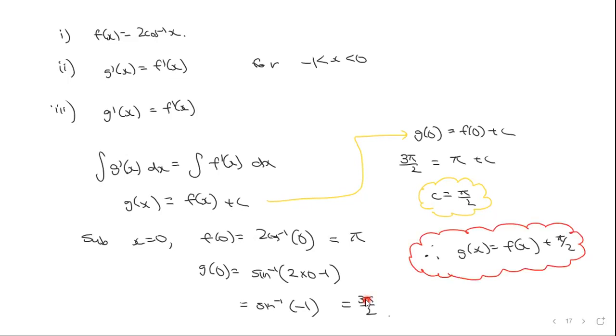There's a mistake here. Sine inverse of -1, there's a domain issue. It can't be 3 pi over 2. It must be -pi over 2, because sine inverse is always between plus or minus pi over 2, which means that should be minus pi over 2. Which then means c must equal -3 pi over 2.